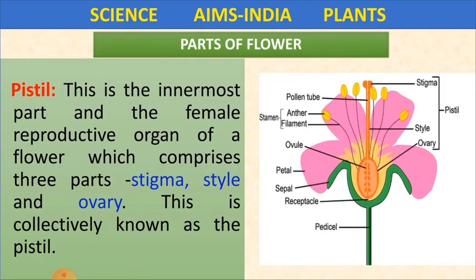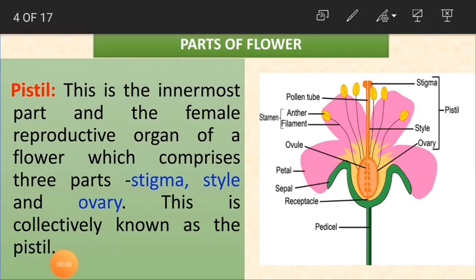Pistil. Same pistil. Yes, children. Pistil is the innermost part and the female reproductive organ of a flower, which comprises three parts, that is stigma, style and ovary. This is collectively known as the pistil. So if you see here, we have three parts in the pistil: stigma, style and ovary. These three together are called the pistil.